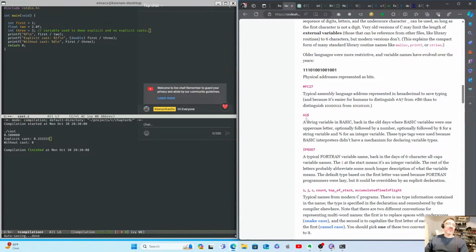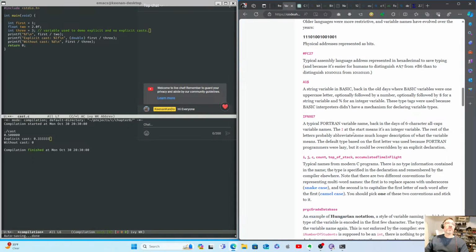A1$, a string variable in BASIC. Back in the old days, BASIC variables were one uppercase letter, optionally followed by a number, optionally followed by $ for a string variable, and % for an integer. These type tags were used because BASIC interpreters didn't have a mechanism for declaring variable types.